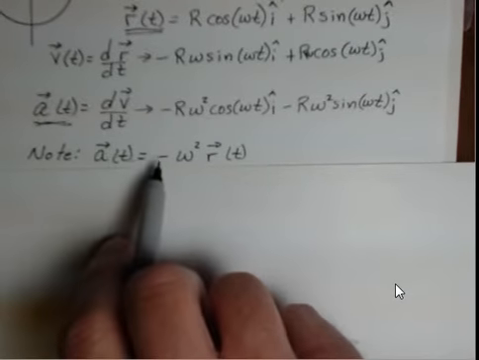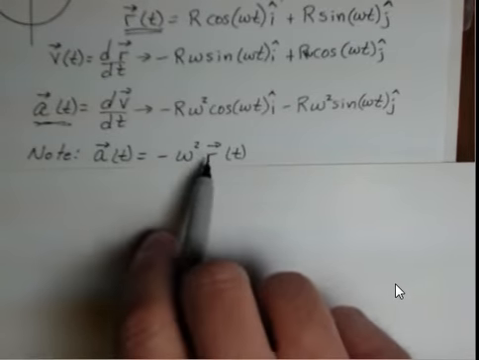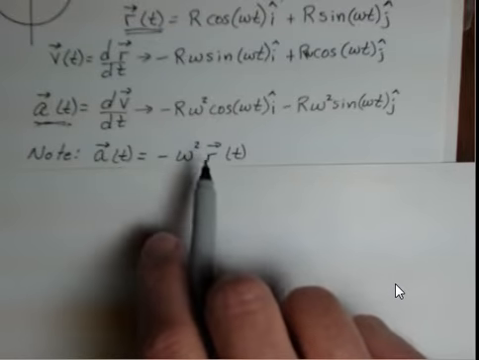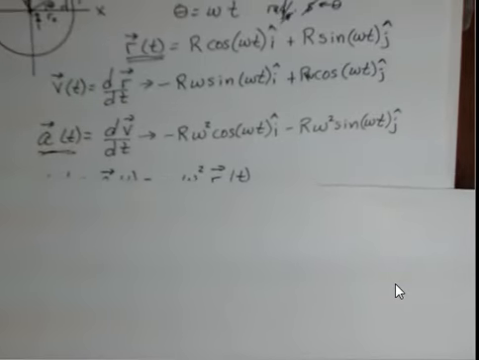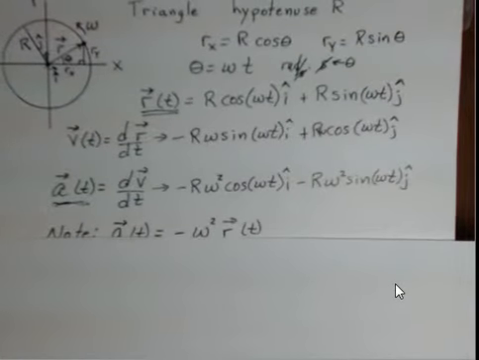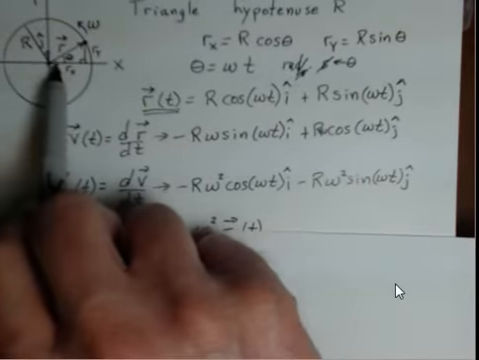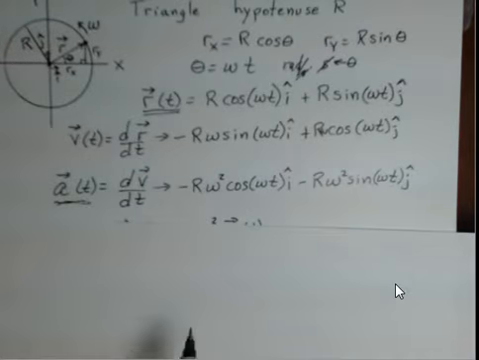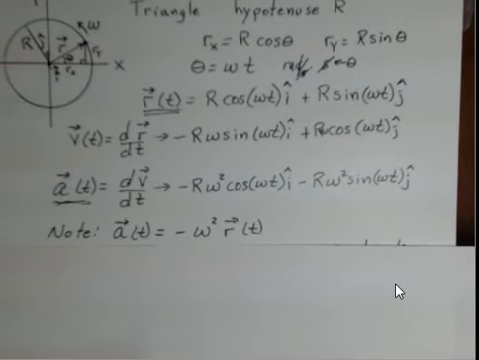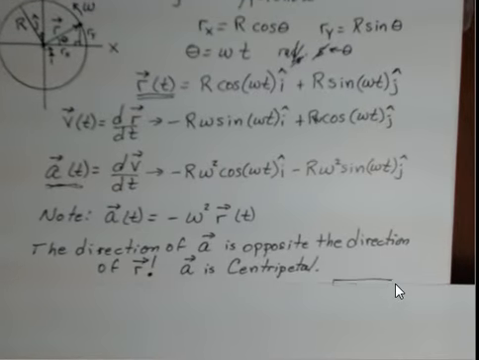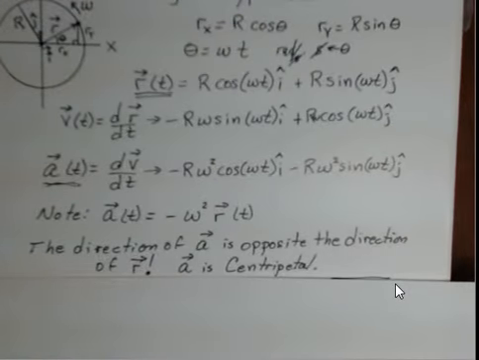What's it mean when we have a minus sign for a vector? The radius vector has a certain direction. That direction is from the center of the circle to the point where the object's located. What's it mean to have a minus sign in front of a vector? Well, it means that we reverse the direction. The direction of A, the acceleration, is opposite to the direction of R. The A vector points towards the center of the circle. This acceleration is centripetal.